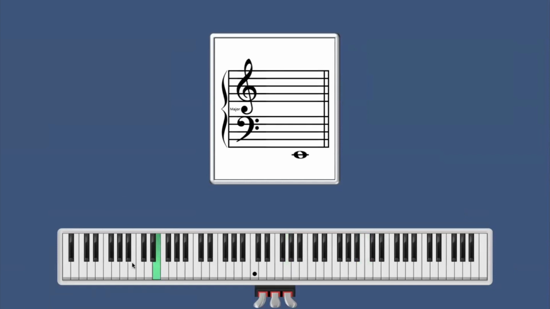Low C. How far away is it? A skip up. So low C skip up and we get E. Good. You're getting better at these, aren't you? Yeah. Closest one is A. Good. And it's a skip up, and we get C. Nice job.